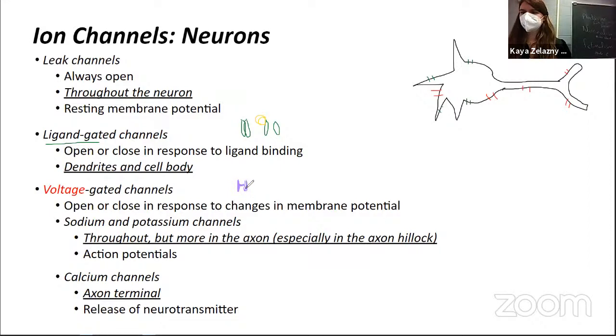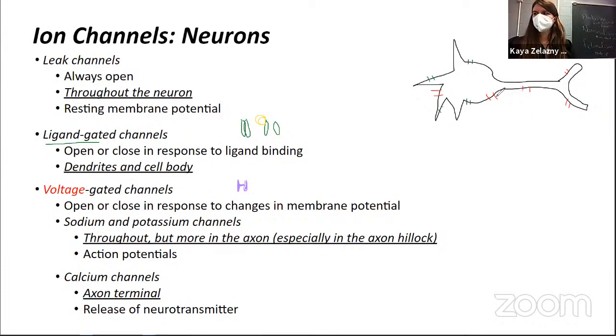For now, I'm just going to have them being an H. So our voltage-gated channels are going to be closed at the membrane potential at -70. But these are the ones that are going to change when the membrane potential changes. The first ones that are going to change are responding to that threshold at -55.